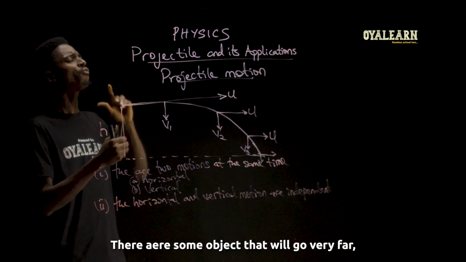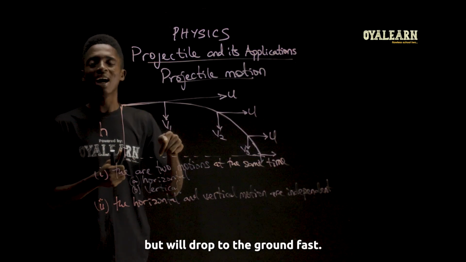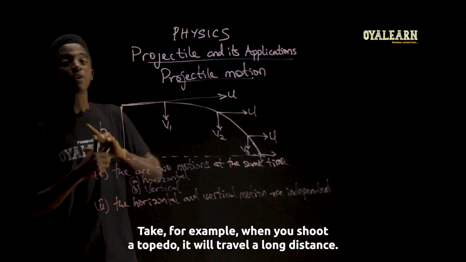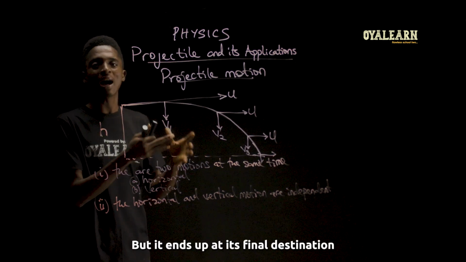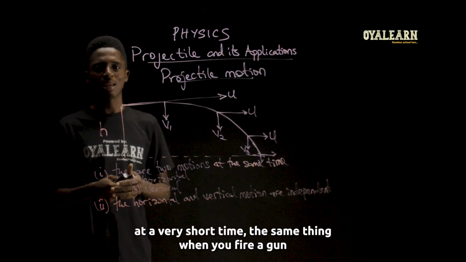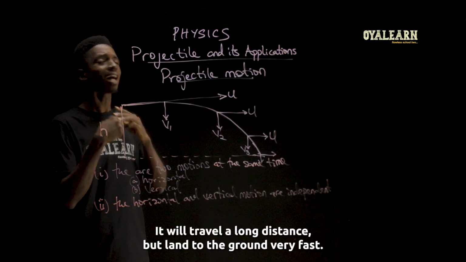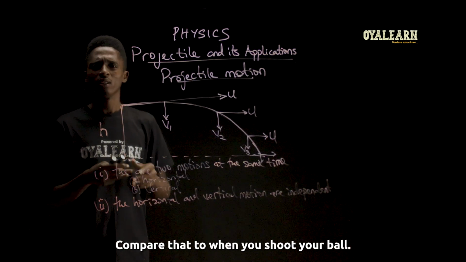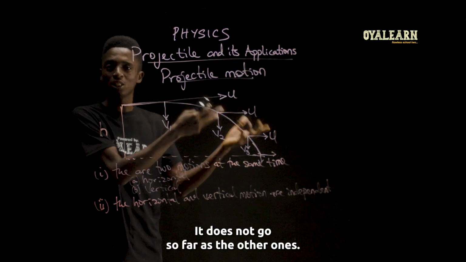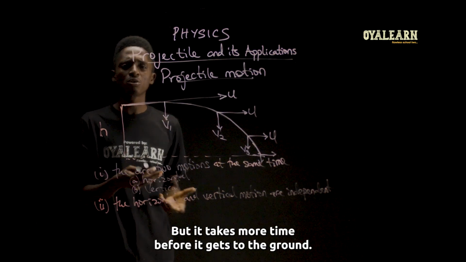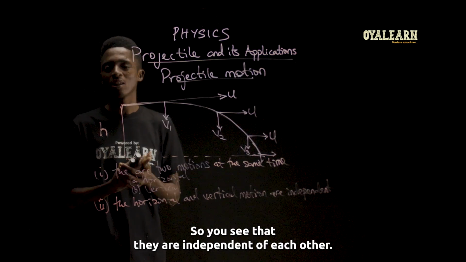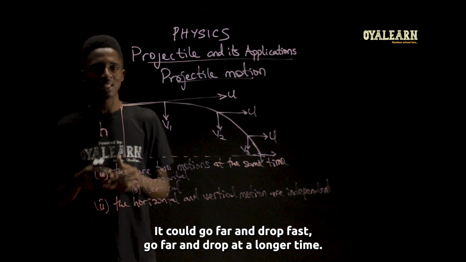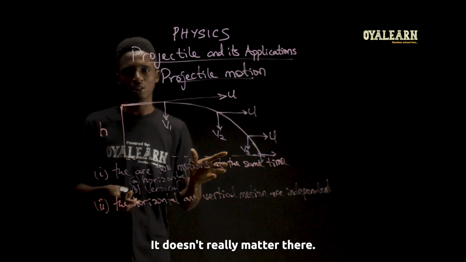There are some objects that will go very far but will drop to the ground fast. Take, for example, when you shoot a torpedo, it will travel a long distance, but it ends up at its final destination in a very short time. The same thing when you fire a gun. It will travel a long distance but land on the ground very fast. Compare that to when you shoot your ball. It does not go so far as the other ones, but it takes more time before it gets to the ground. So you see that they are independent of each other. They don't actually depend on each other at all. It could go far and drop fast, or go far and drop in a longer time. It doesn't really matter there.